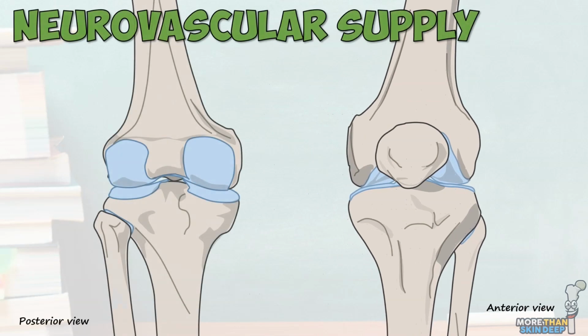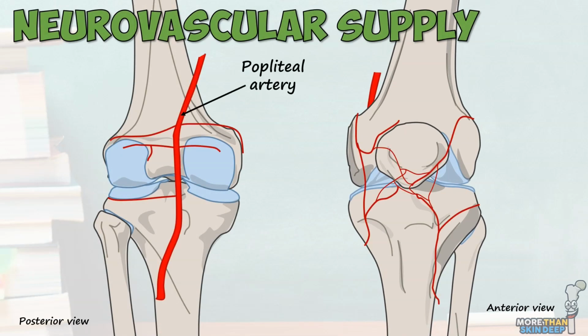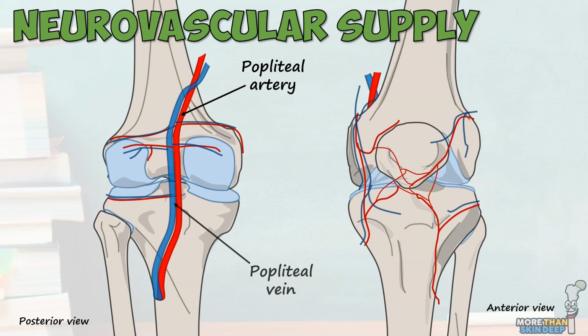Blood supply to the knee joint comes from branches of the popliteal and femoral arteries, which we've covered in detail in previous videos on the popliteal fossa and the arteries of the body. Veins follow a similar distribution and drain into the popliteal and femoral veins.